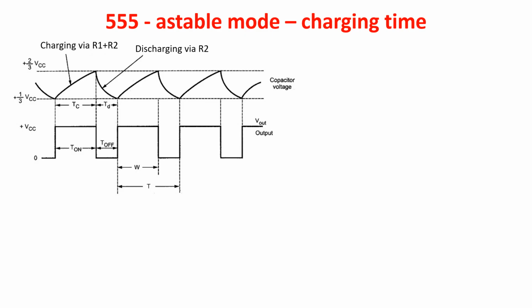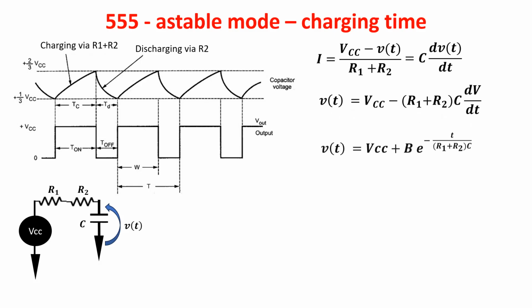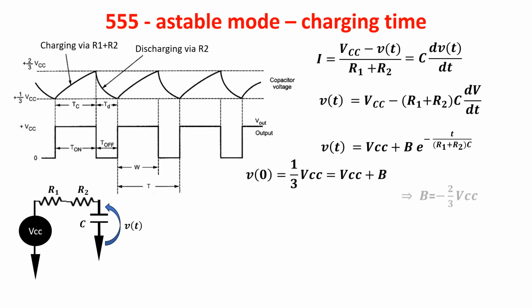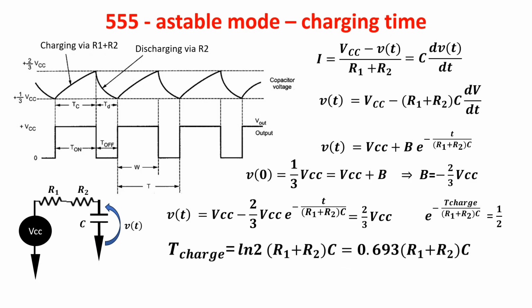So if we had an RC network like this, the current is equal to this and also this. So the equation for the charging of the capacitor is this, and it has the solution where we find B imposing the boundary condition that at the time 0, V as function of t is equal to VCC divided by 3. Finally, we get the equation describing our charging capacitor. The charging time stops when the voltage is 2/3 of VCC, so we get this equation, and sorting things out, we get that T charge is 0.693 times R1 plus R2 times C.